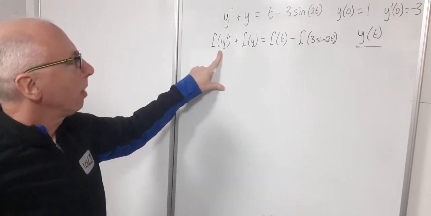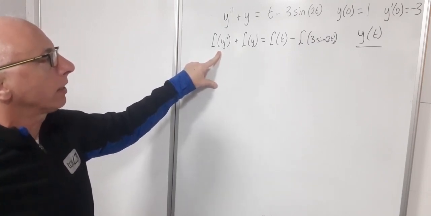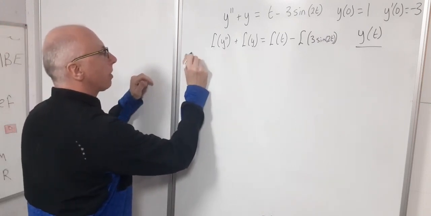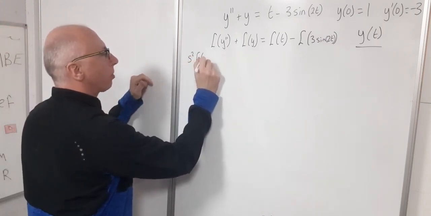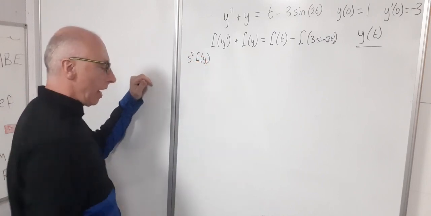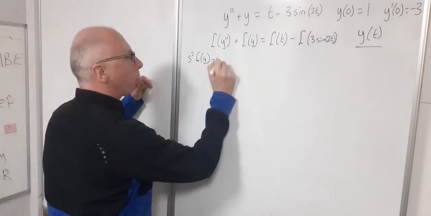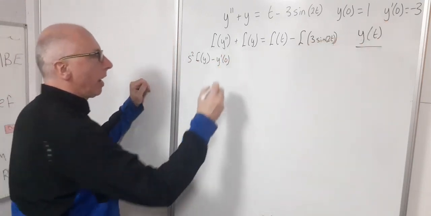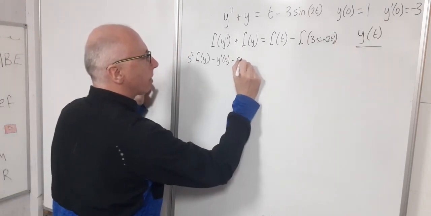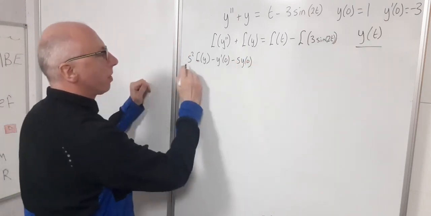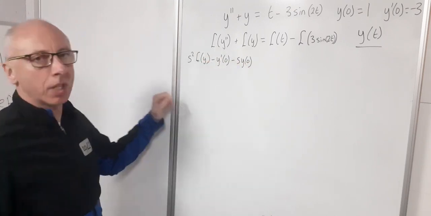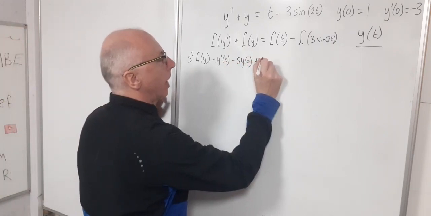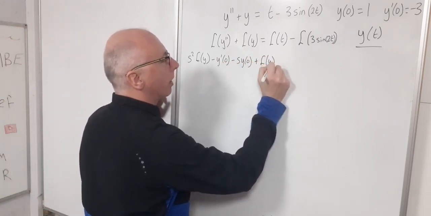So y double prime, the Laplace transform of that just becomes, so I'll start over here to give me a bit of space, s squared Laplace transform of y, and after that we've got minus y prime at 0, so we've got that value there, and then we subtract s times the value at 0. So this just represents that. Now the Laplace transform of y, I'm just going to leave that as it is. So add the Laplace of y.